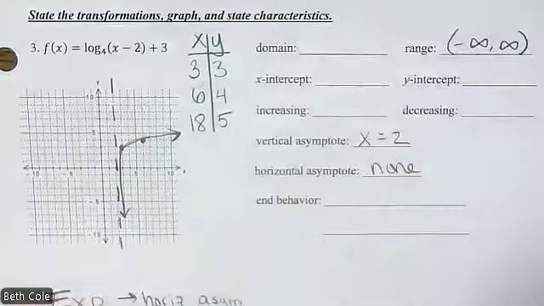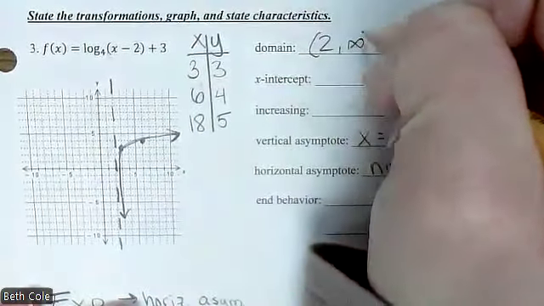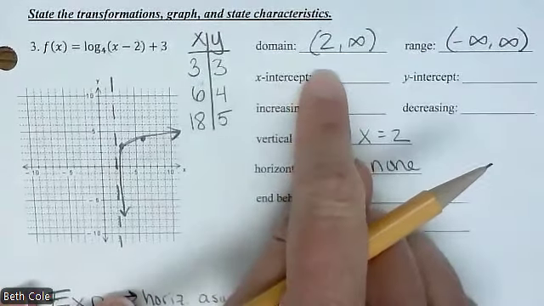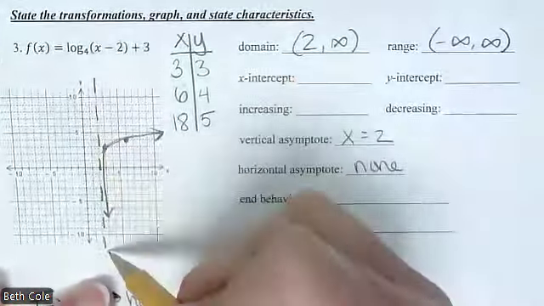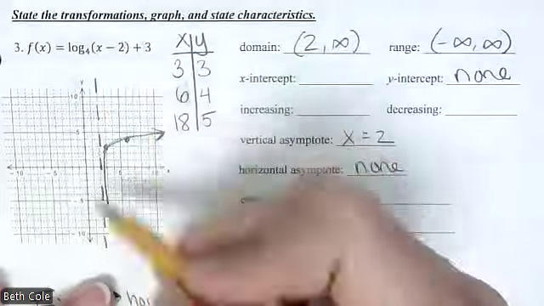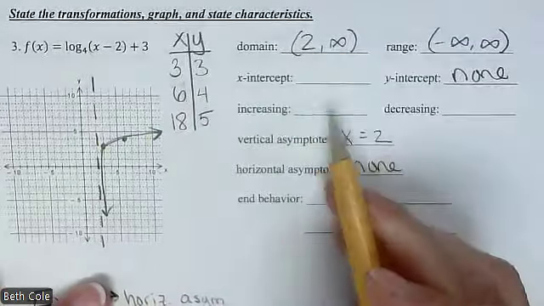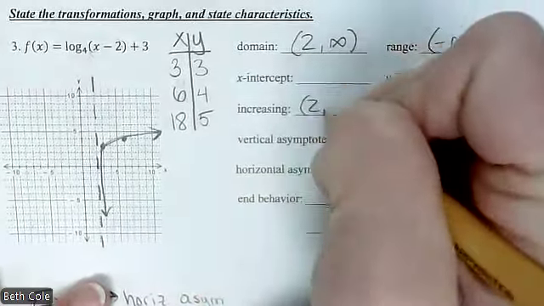Right? What do you think for domain? 2 to infinity. We're going to come back to this. I'm going to save that for the end because it's hard. All right. How about y-intercept? None. None is a valid answer. It doesn't hit the y-axis, so there just isn't one. Are we increasing or decreasing? You're increasing, so you're going to copy that domain over.